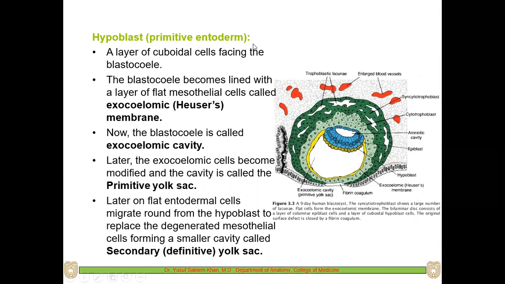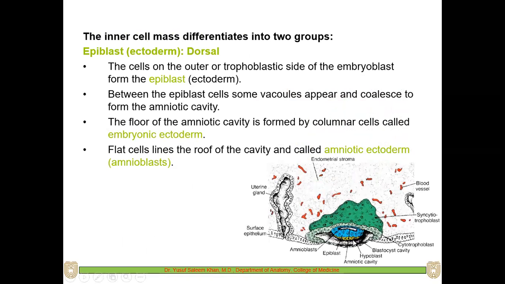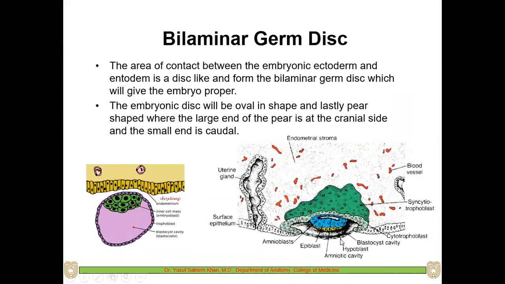Now going further, the hypoblast, that is the cells which are below. Here you can see this is the epiblastic layer, which is tall columnar. Above that there is a cavity called the amniotic cavity, and above that we have the amnioblastic cells. Now we are talking about this layer, the hypoblastic layer. The hypoblast, which is the primitive endoderm, is a layer of cuboidal cells facing the blastocele. This cavity, as we had seen before, is the blastocele.